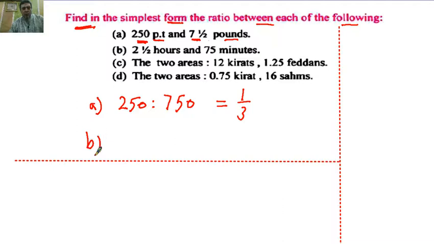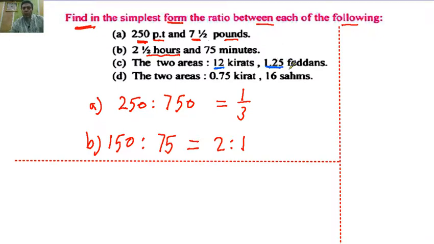Number B: 2.5 hours and 75 minutes. 1 hour equals 60 minutes, so 2.5 hours equals 150 minutes. The ratio of 150 minutes to 75 minutes simplifies to 2 to 1.